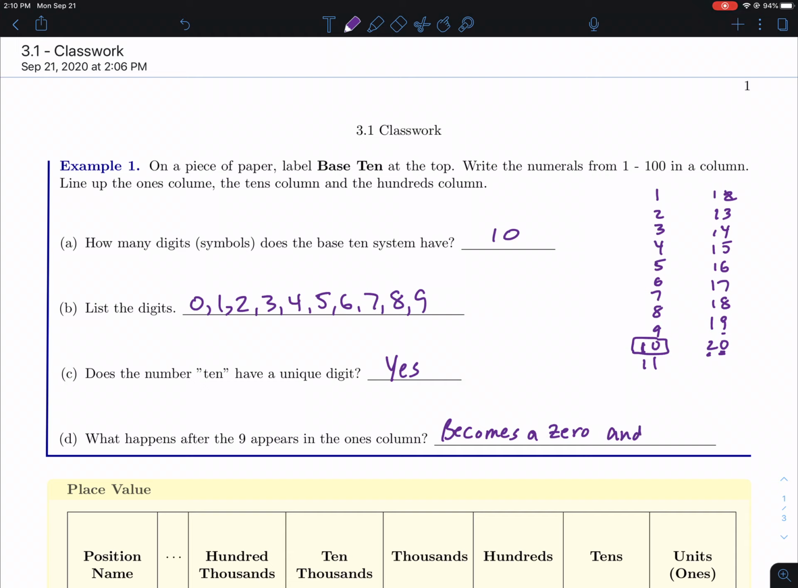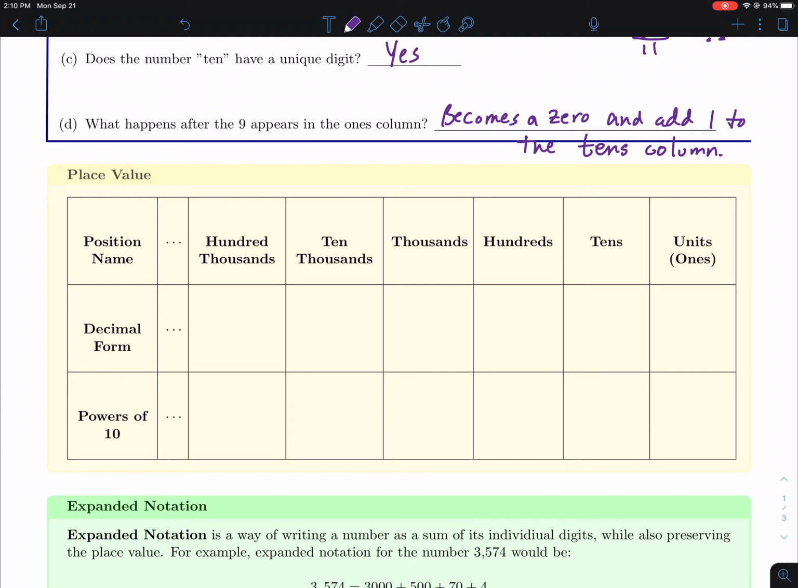And then we add 1 to the tens column. And when we got the whole way up to 100, hopefully you noticed that we made the ones column a 0, the tens column a 0, and then we added 1 to the hundreds position in that case.